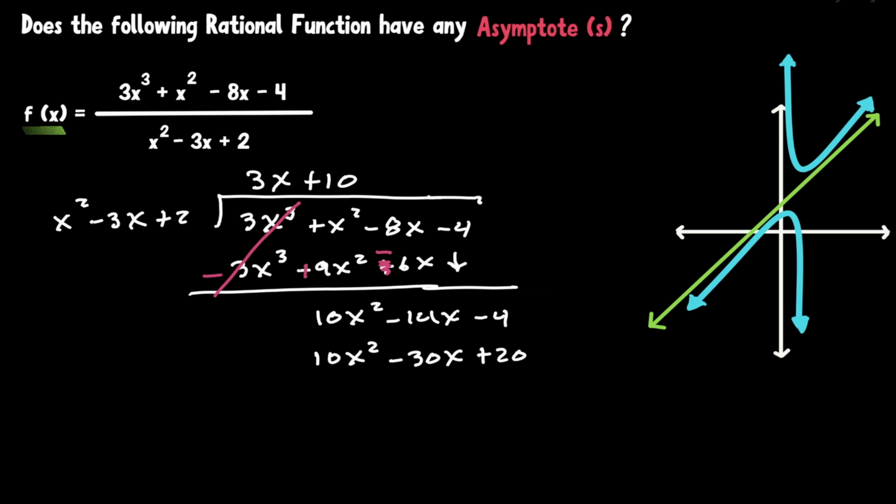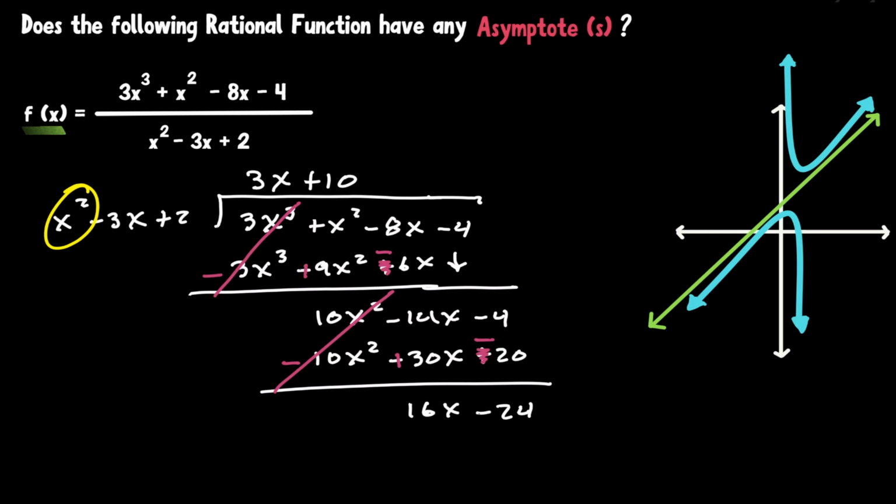So before we combine, we switch the sign. So that becomes negative, that becomes positive, and that becomes negative. Now let's combine. The x squared terms are going to cancel out. When I combine the x's, that's going to give me 16x. And when I combine the constants, that's going to give me negative 24. So we are done. Because x squared, there is no expression with a positive exponent that will give me 16x. So we have reached our remainder.